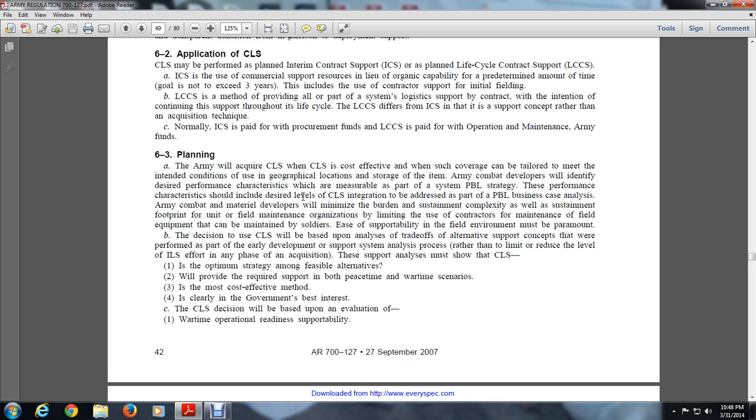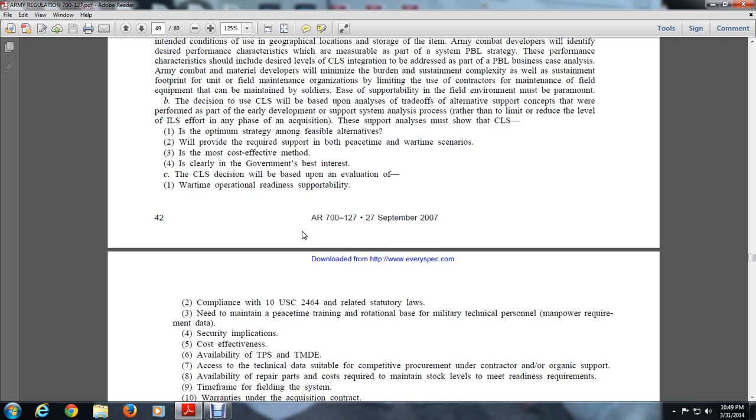After the acquisition phase, the support analysis must show that contractor logistics support is the optimum strategy among the alternatives, providing required support in peacetime and wartime scenarios, and is the most cost effective method, clearly in the government's best interest. The contract logistics support decision is based on evaluation of wartime operational readiness, supportability, and compliance with Title 10, U.S. Code 2464 and related statutory laws.